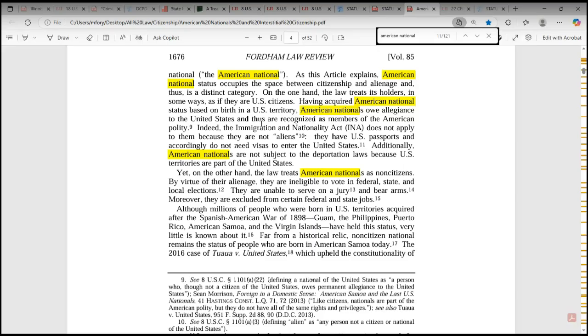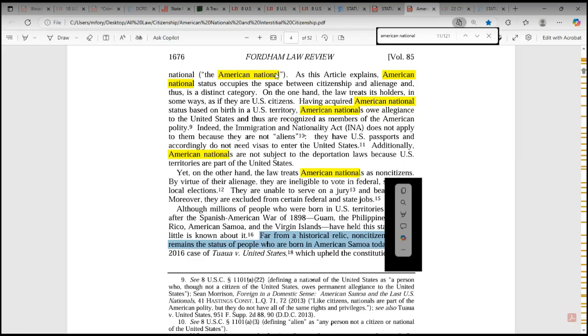Additionally, American nationals, no, not that part. This part. Far from historical relic, non-citizen national remains the status of the people who are born in American Samoa today. There's no other information that would in any way state that American national applies to one born in one of the states of the Union, outside of what you give it, meaning you create the definition for the paperwork that you're writing. This right here is blatant. That does not apply to anyone born in a state of the Union.